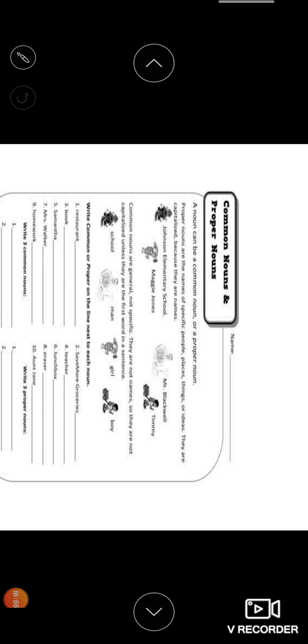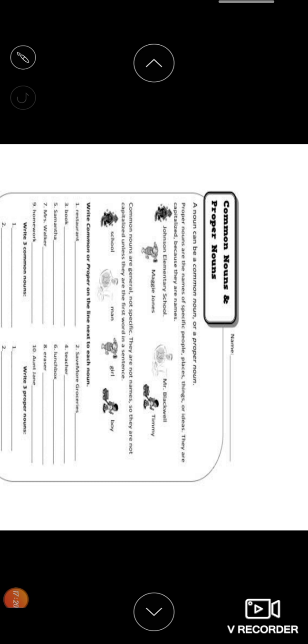Here it's the same: you just have to write in front of this, in the blank, whether it is a common noun or a proper noun. For the first one, restaurant is a common noun, so write common noun. In the same way, the next one is book; book is a common noun again. Samantha is a proper noun. Mrs. Walker is again a proper noun.